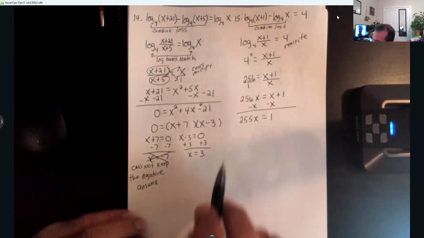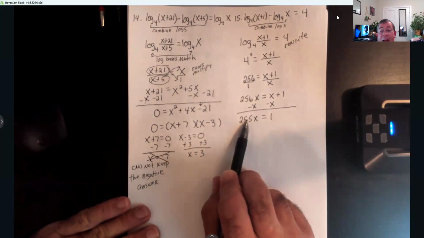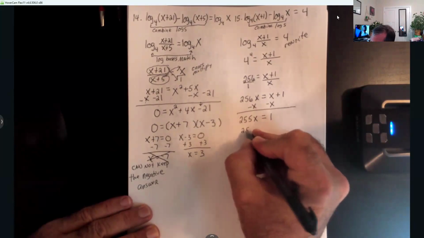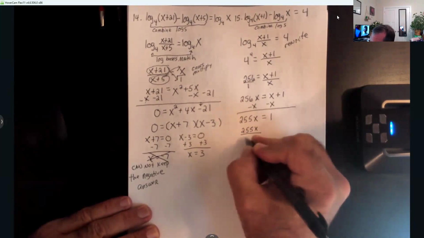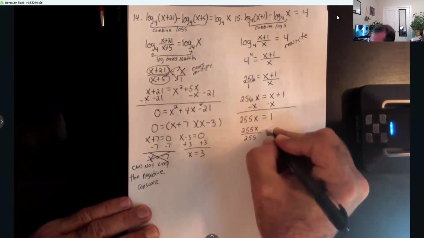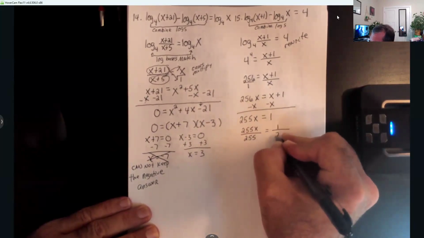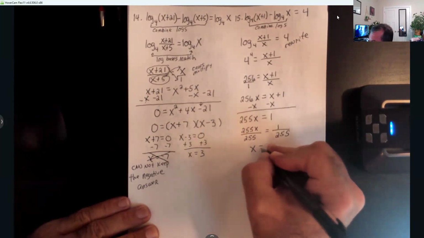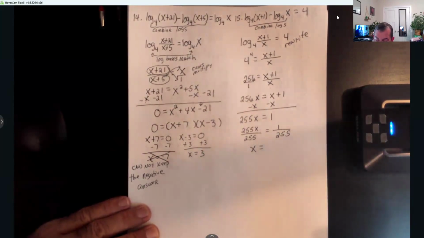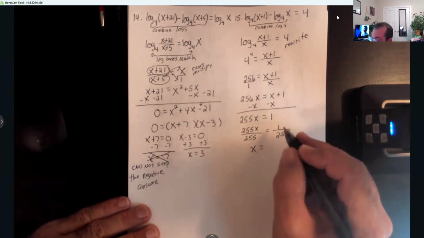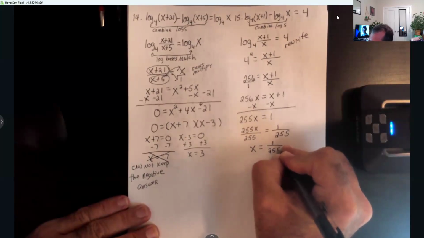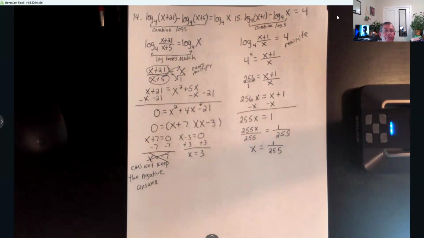Oh, y'all, look at that. My final step. Turn that 255x's into 1x. So we need to divide both sides by 255. So that cancels, giving me 1x. Oh, y'all, we can't do nothing with that. So that's going to stay 1 over 255.